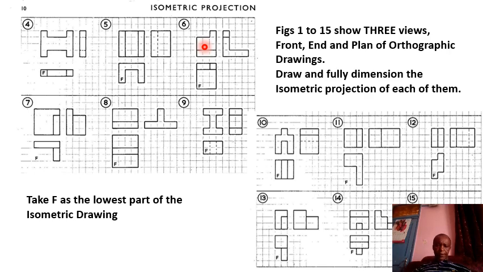So we know all this work is in first angle projection, and we want to draw it and fully dimension it in isometric. Then another thing you have to be keen about is this F over here. Yeah, it is in all these drawings. F is a point, the lowest point in that drawing when drawn in isometric projection. So F will be the lowest point of the drawing when it is drawn in isometric. When it's drawn in orthographic, you may not actually realize the lowest point, but it will be very obvious when you put it in isometric projection.